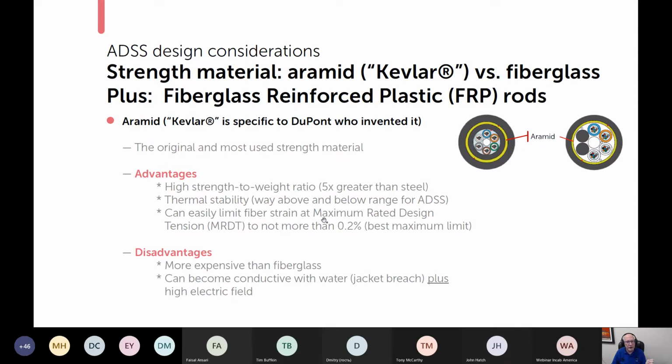And so you can limit fiber strain or even eliminate it totally at the maximum rated design tension of your cable. This is the maximum tension that you're expecting the cable to experience under field conditions, so under wind and ice loading. And you can easily keep fiber strain to less than 0.2%. And this is considered the best maximum limit. So let's talk about that for a minute. It's better if you don't have fiber strain at all. But if you do choose to allow it, and we'll talk about why you might want to do that later, this is a good limit to use.